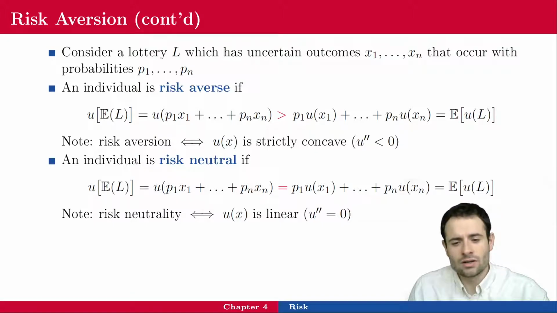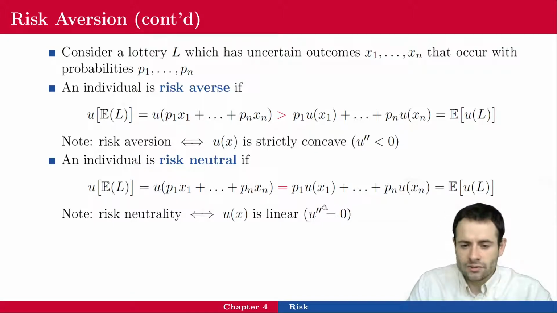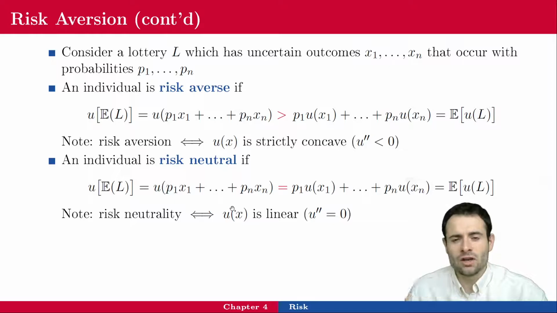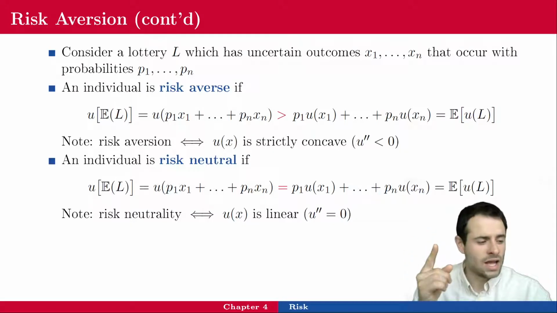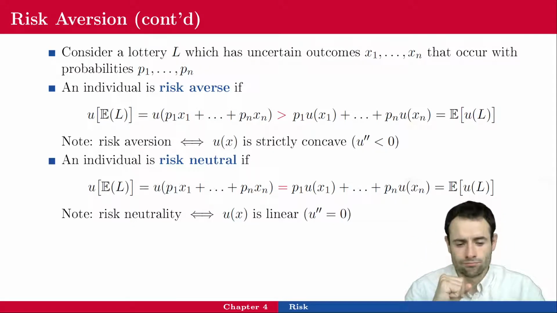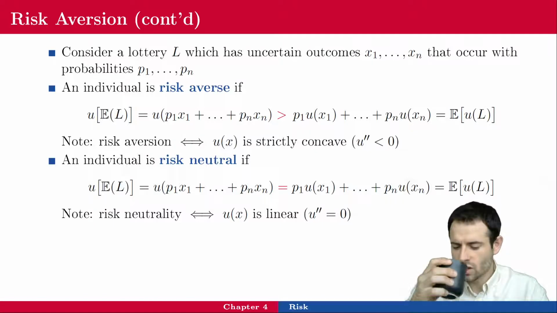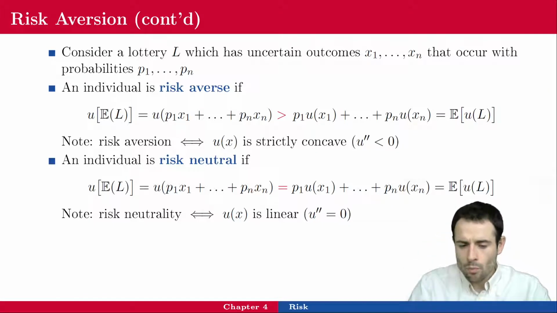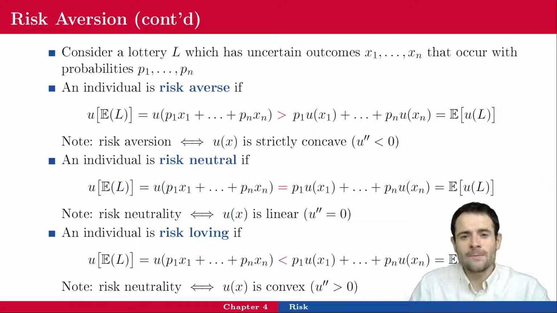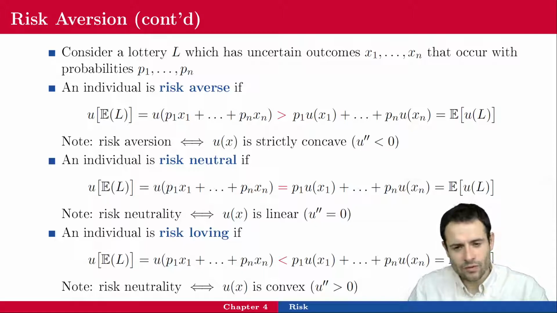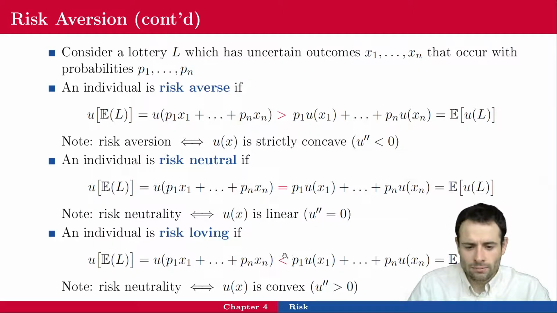And this means in particular that the second derivative of the utility function will be equal to 0. That means that the utility function is linear. So if you see a linear utility function, you can think right away, oh, the agent is risk neutral. And finally, an agent is risk loving if the inequality goes the other way.